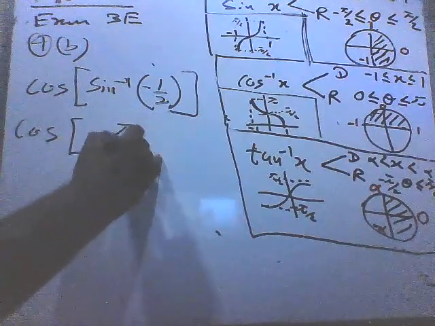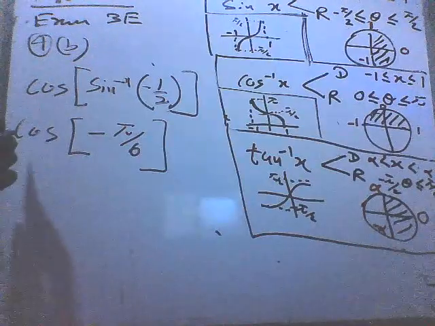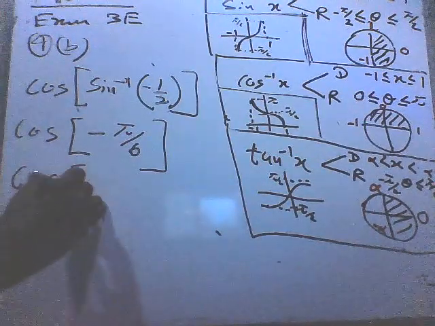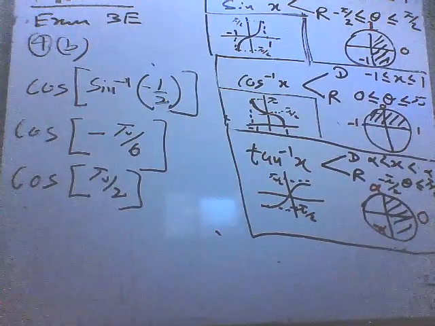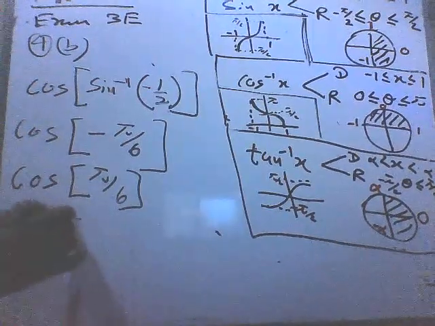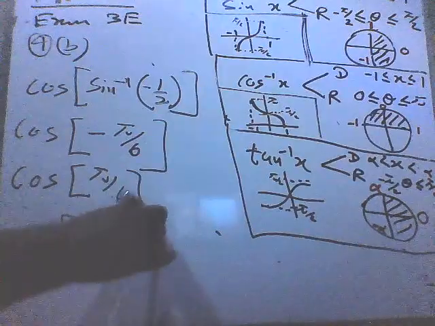pi over 6, right? Now cos, we know the equation cos minus theta is equal to cos theta, so cos minus pi over 6 is cos pi over 6 from that equation. Now cos pi over 6 is root 3 over 2. Right.